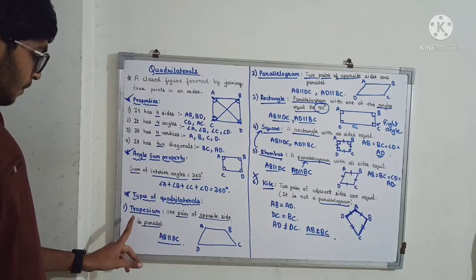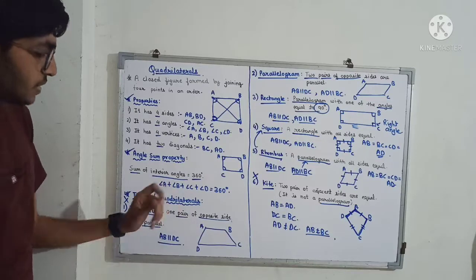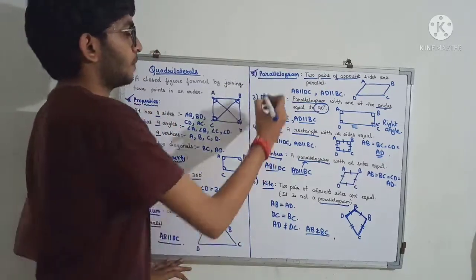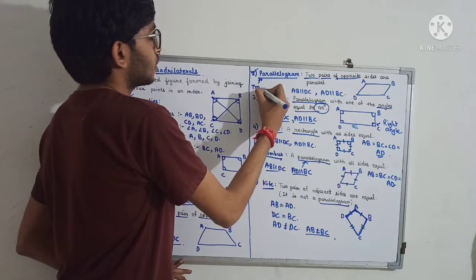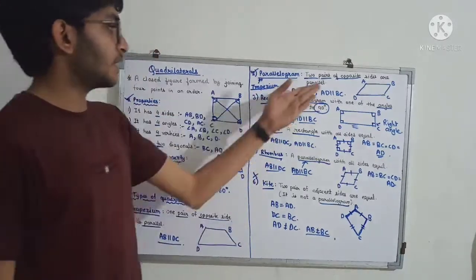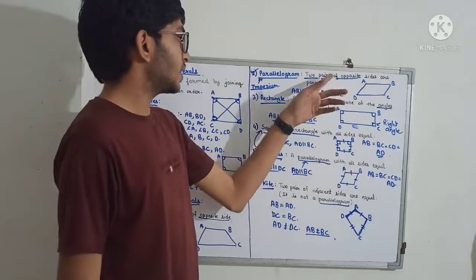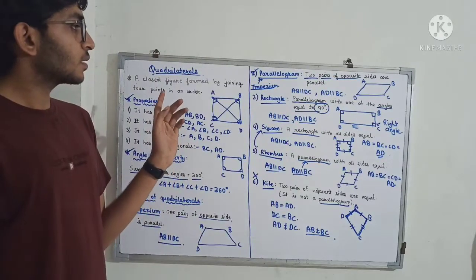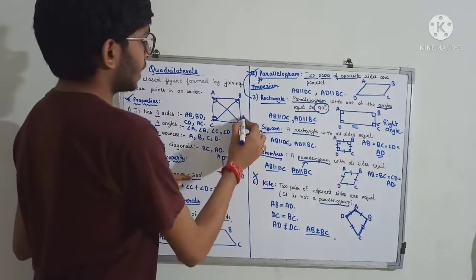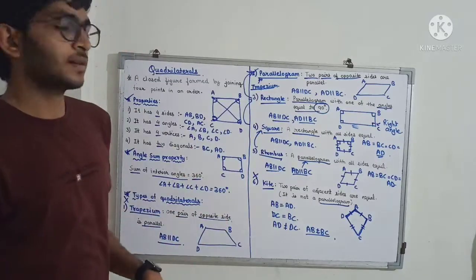Similarly, a trapezium cannot be called a parallelogram because in it only one pair of sides is parallel. But a parallelogram can be called a trapezium, because for a trapezium we only need one pair of opposite sides to be parallel, and here we have both pairs parallel. So a parallelogram is a type of trapezium, a rectangle is a type of parallelogram, and a square is a type of rectangle, and indirectly a type of parallelogram.